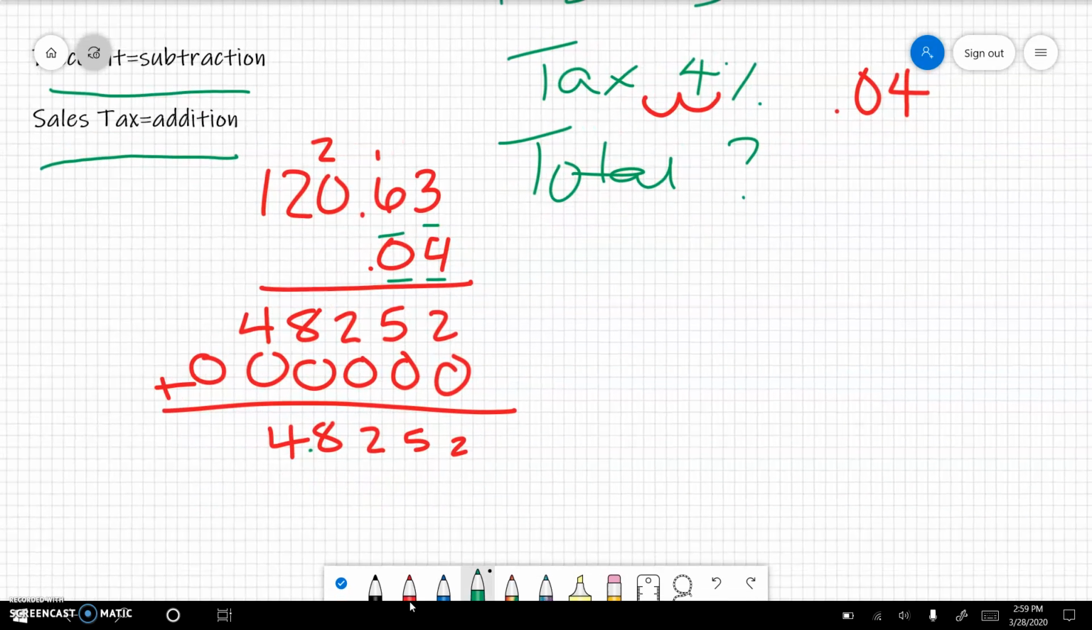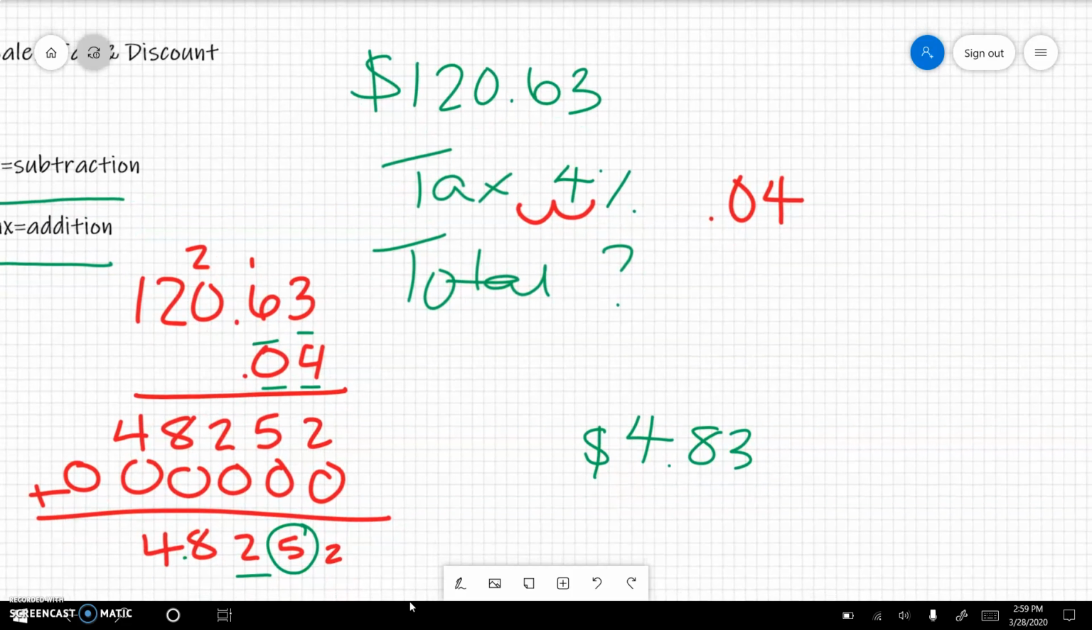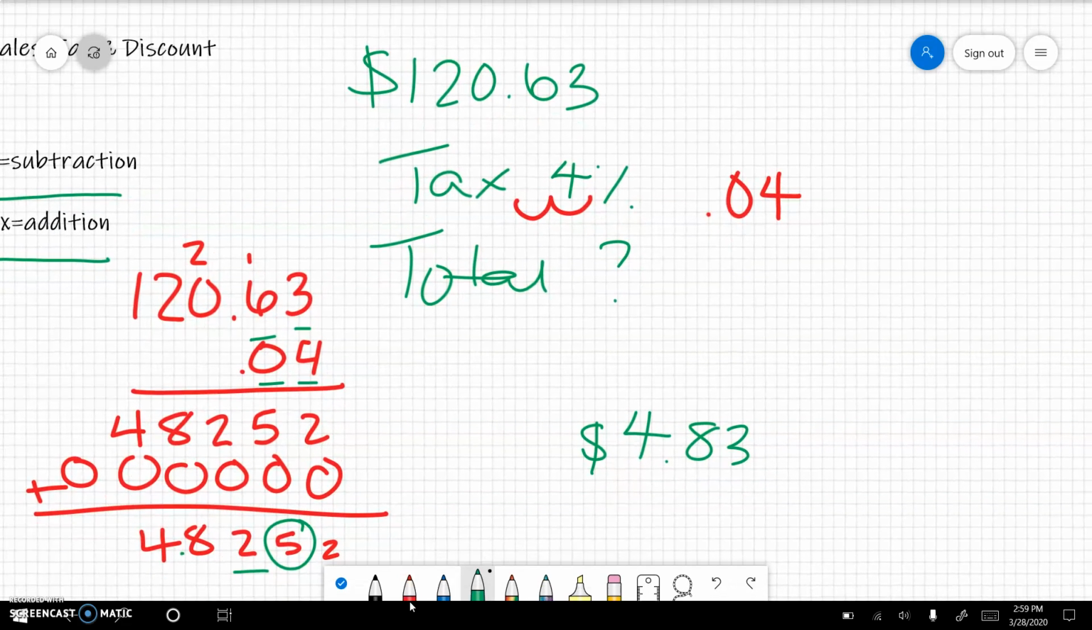Okay, remember, this is money. I can't have that. So what does a 5 do to a 2? It gives it a bump. So now I have $4.83 of sales tax, plus my original price, which was $120, line them up, and 63 cents.